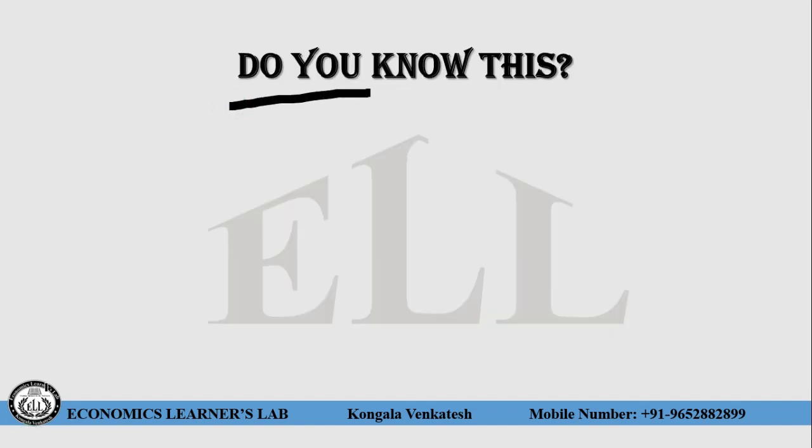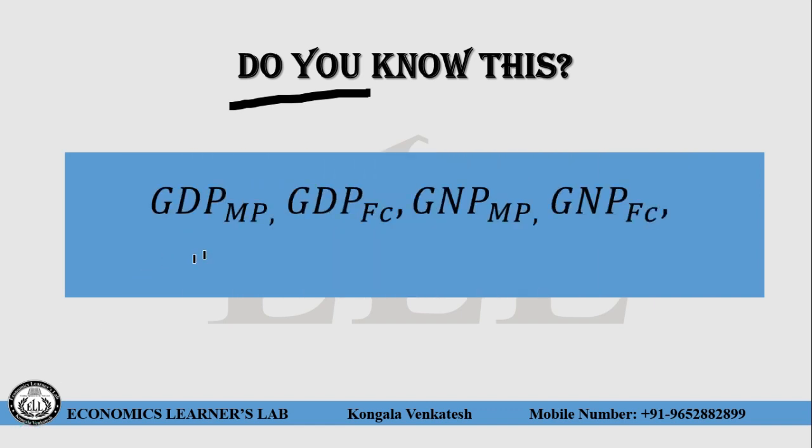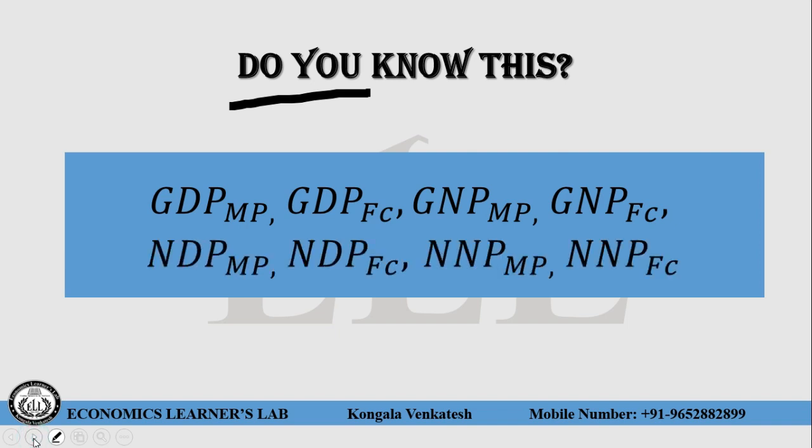Do you know this? Let me show you. GDP at market prices, GDP at factor cost, GNP at market prices, GNP at factor cost, NDP at market prices, NDP at factor cost, NNP at market prices, NNP at factor cost. Do you know this? Let me clarify.